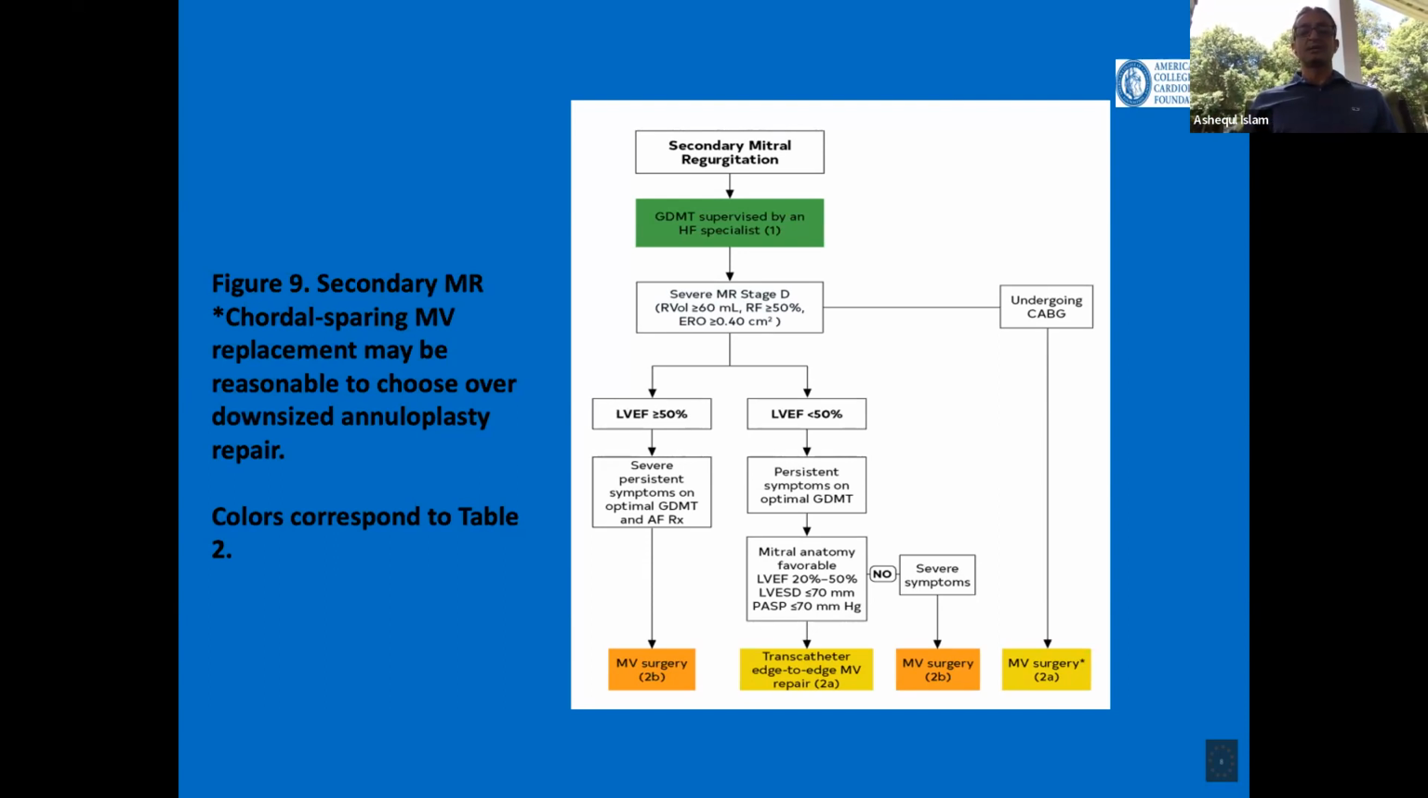Depending on whether they have severe MR, which is defined as regurgitant volume of more than 60 ml, regurgitant fraction of 50% or more, and ERO of 0.4 square centimeters or more, they are considered to have severe MR. If they have normal LV function, you could consider mitral valve surgery. But often these patients present with reduced LV function, as you know. In those patients, surgery has no role.